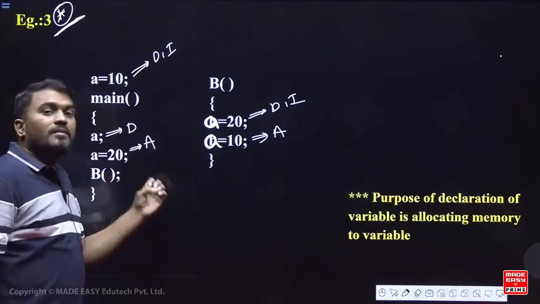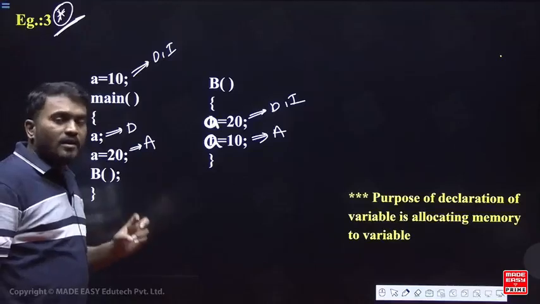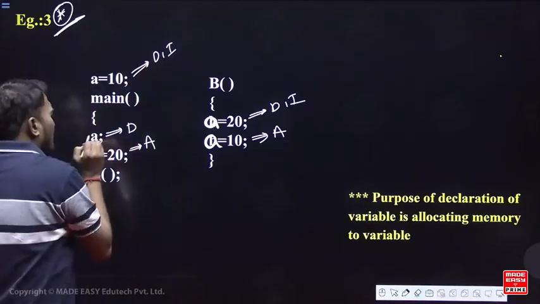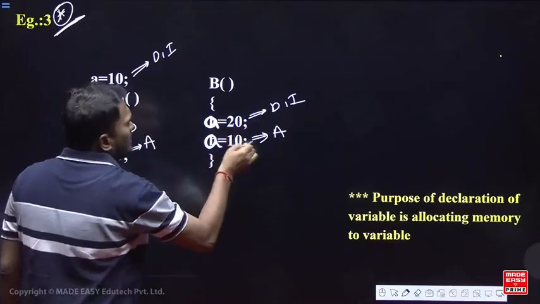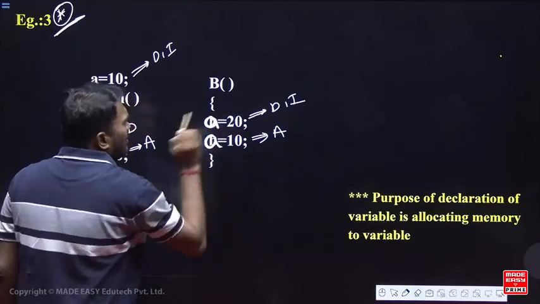But logically, meaningfully, you need to understand. So this is called a declaration and initialization. This is only a declaration, this is only an assignment, and this is both. Remember, this is also called declaration and initialization.